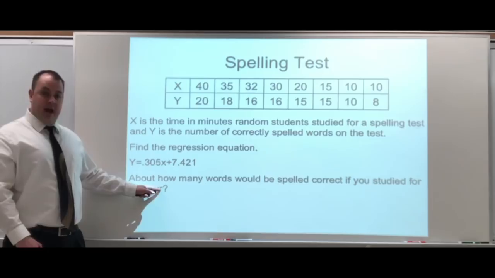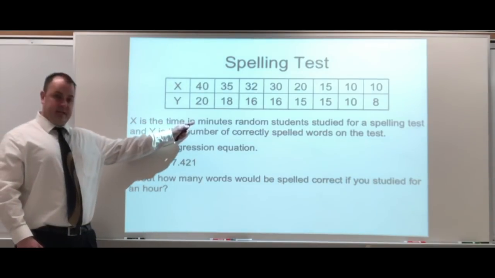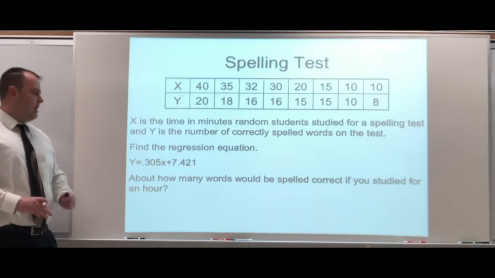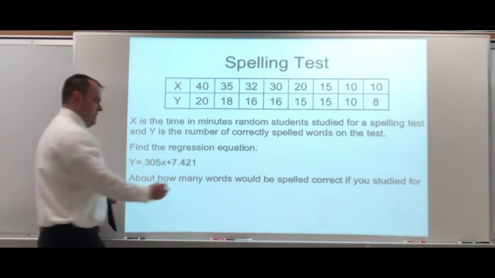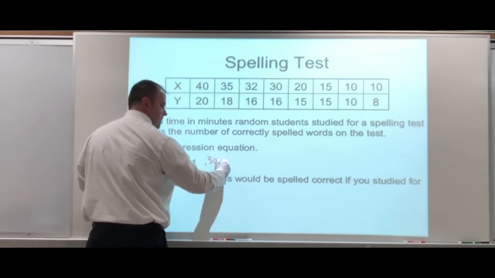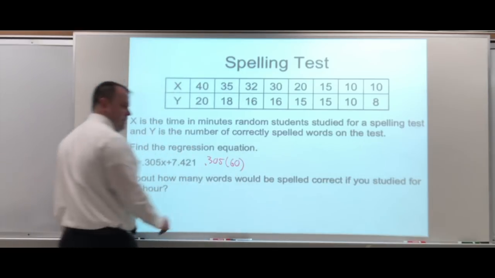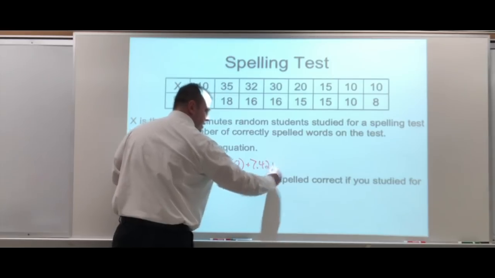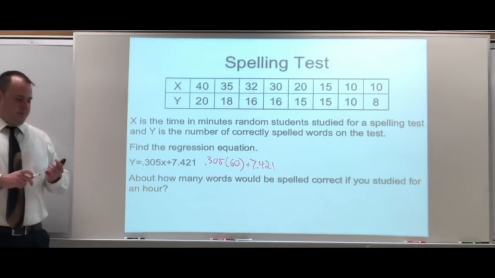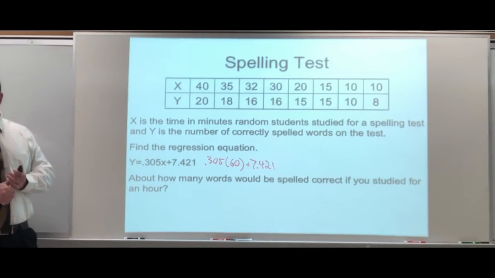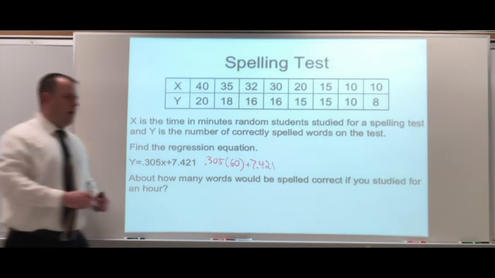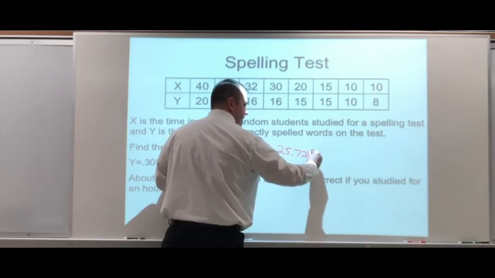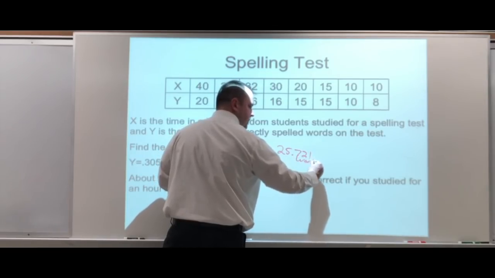Also, it's asking for an hour. Our X is in minutes, so make sure you're careful about what you're plugging in for the X variable in this one. 1 hour has 60 minutes. 0.305 times 60, doing some quick conversion there, plus 7.421. And this should be about, I have 25.721 words correct.